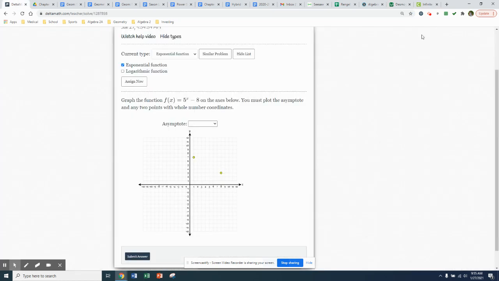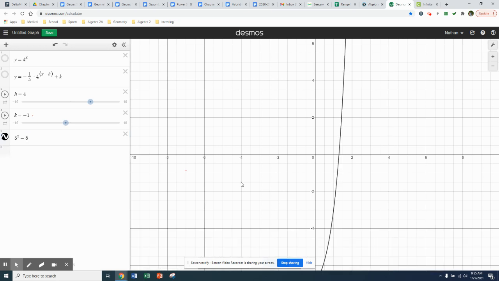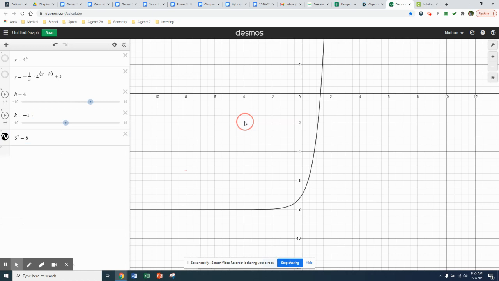So I have a horrible short-term memory. I already forgot what it was. It's 5 to the x minus 8. So we'll hit 5, shift 6, 5 to the x minus 8. And there it would be. And if you can't see it, you can zoom out or scroll down. So 5 to the x minus 8 would be this black exponential here.